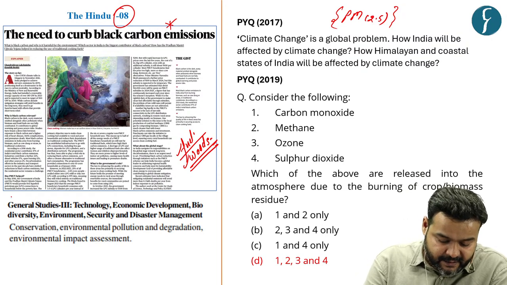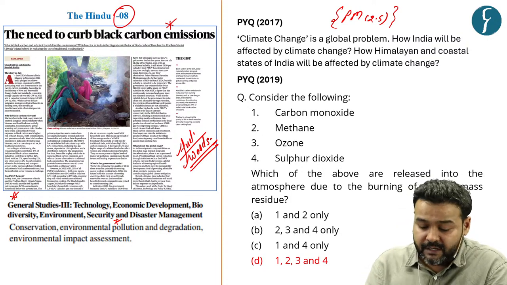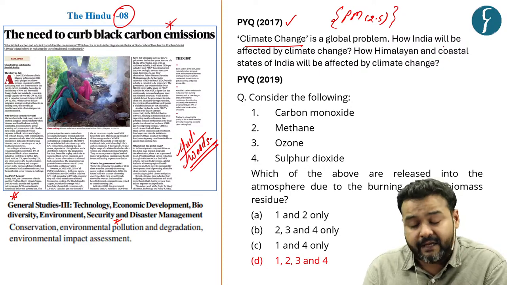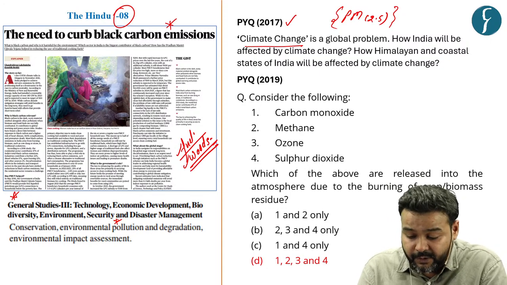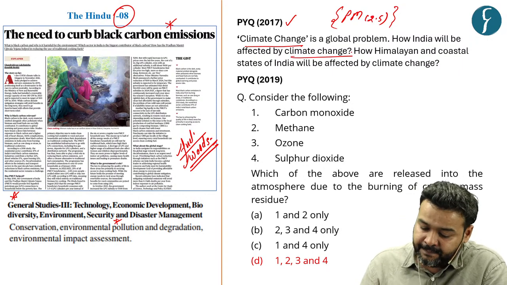So why we have taken up? Because of the syllabus itself, GS paper 3, the environmental pollution. If you can see mains question in 2017, they have asked the climate change is a global problem, and you will understand that how black carbon is a major contributor to it, how India will be affected by climate change and all those parts.